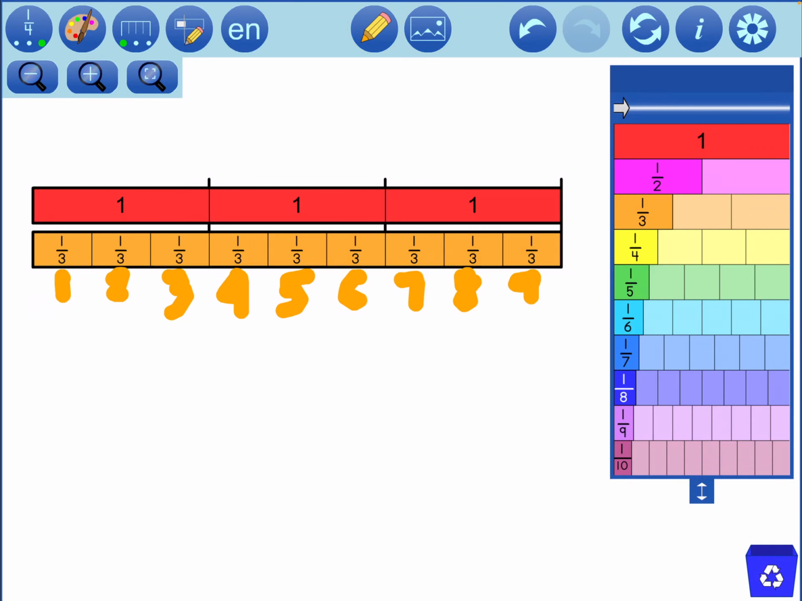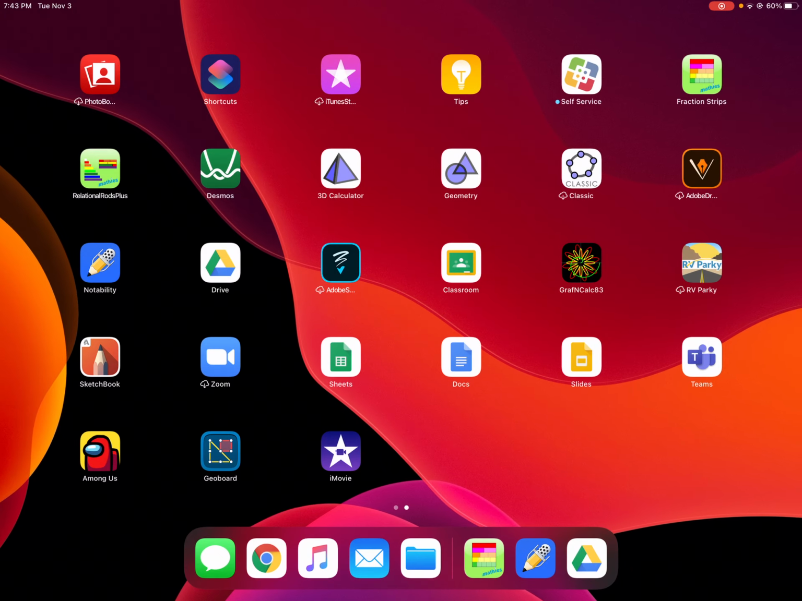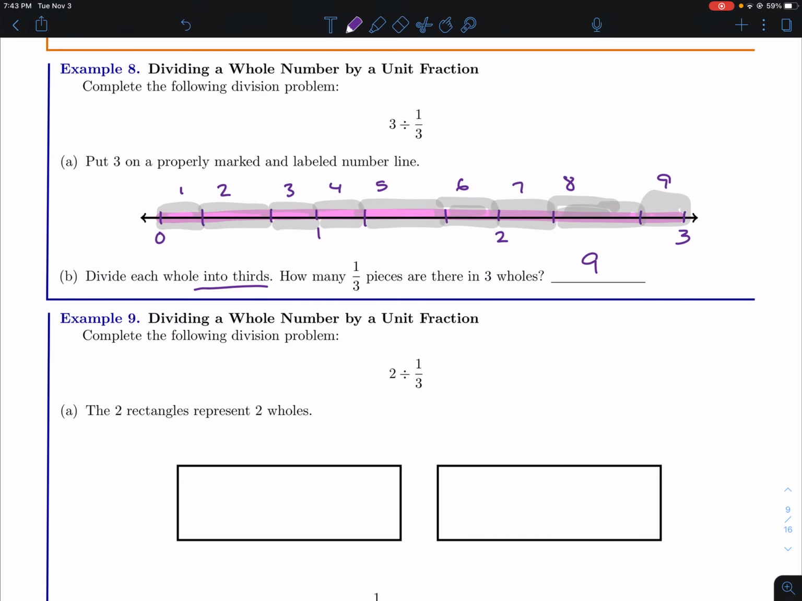So again, these fraction strips are kind of fun. These come in handy for a lot of this stuff too. We could have been doing the same thing for multiplication and stuff as well. I should have pulled it up earlier. So let's go back, take a look at what the next one is.